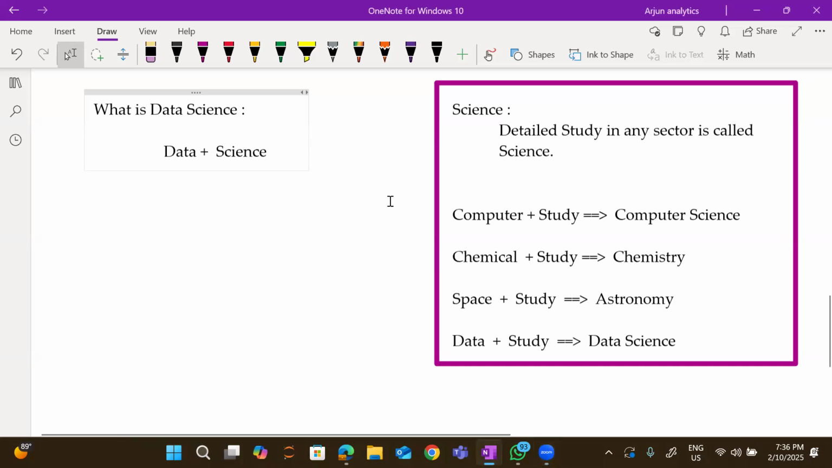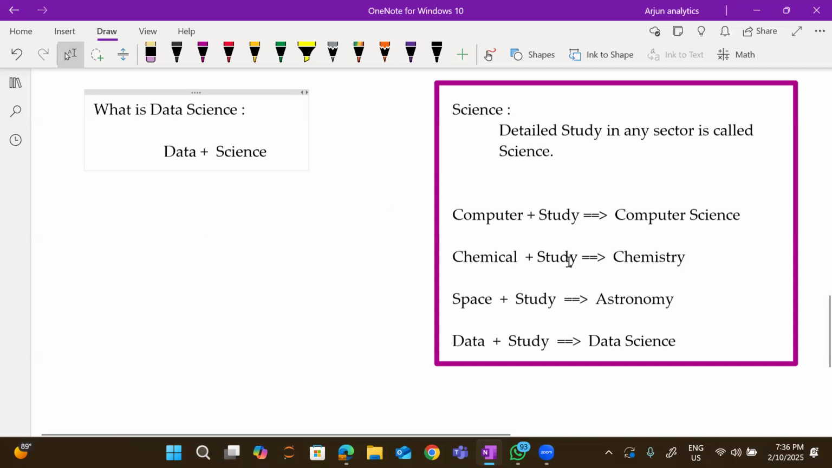So is it clear, guys? What is science? When you do a detailed study in any sector, it is called science. When you apply that on the data, we will call it data science.